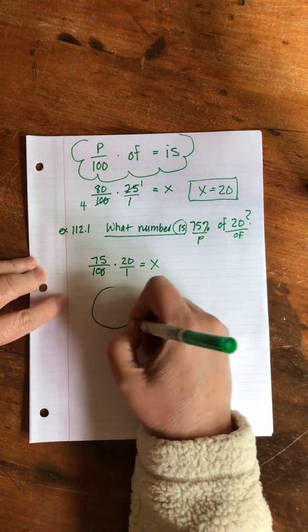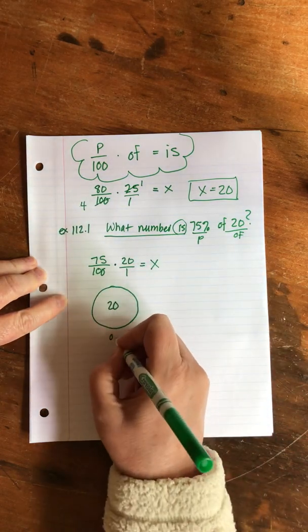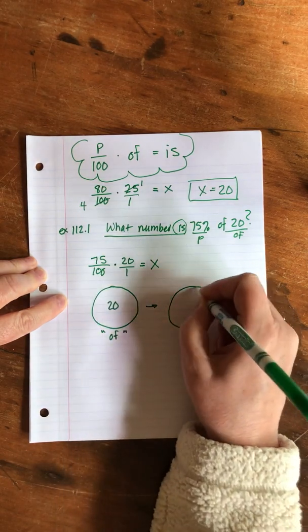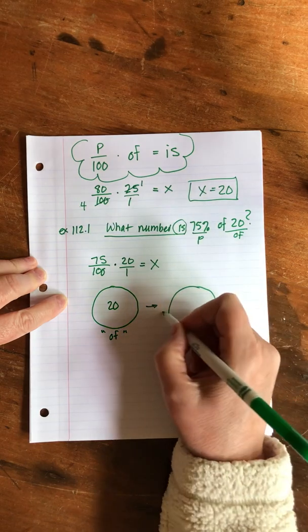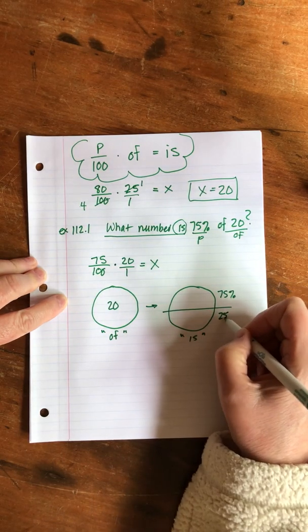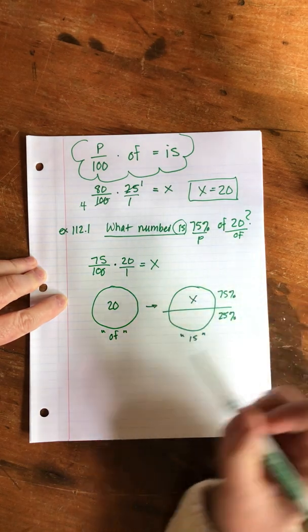And to draw our picture, here's our original amount. This is the "of" side, right? And this is the special group side. We have two special groups. One is 75%, and the other is going to be, we can figure that out, 25%. We want to know what number is 75%.